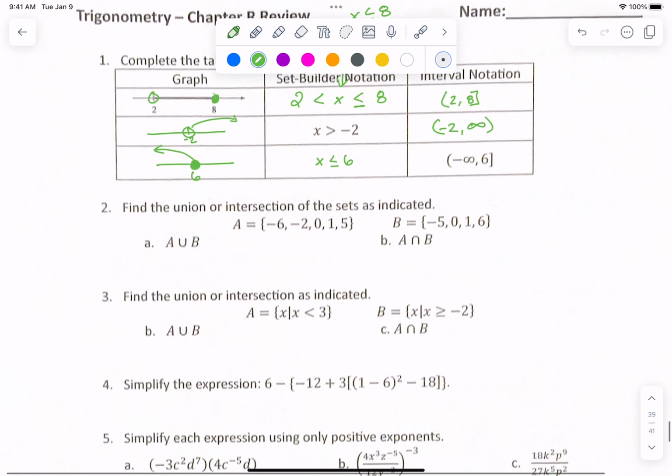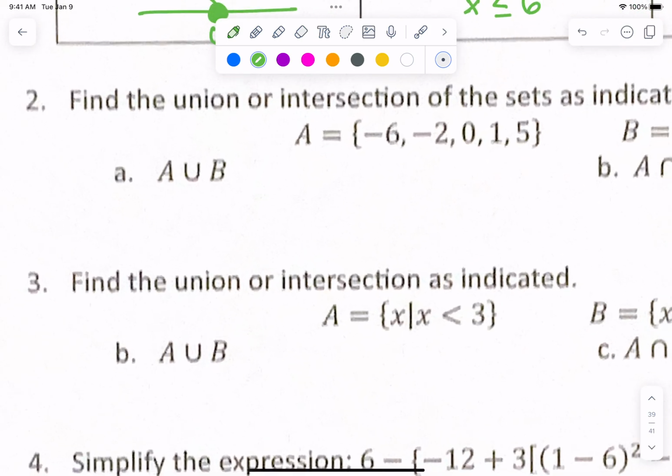Okay, let's go to the next thing. This one is, what does the U mean? Union. And what's union stand for? We'll write it down.